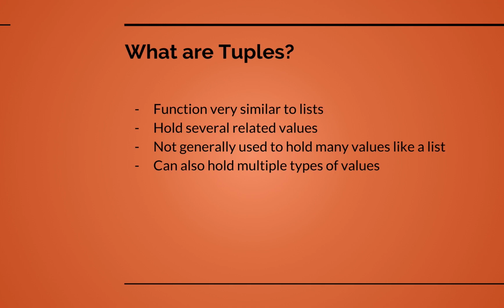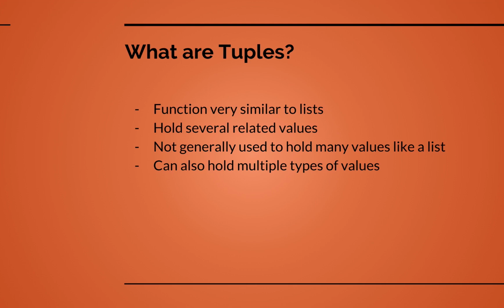Well, on the surface they function and look very, very similar to lists. Tuples provide another way to store multiple values in a single variable. Typically, these values are all related in some way. We'll be seeing in the examples that we can hold different kinds of data that all help to represent a single item. However, unlike lists, they're not generally used to hold many different values. So whereas we might have a list of prices or a list of stocks we're interested in, a tuple is more about holding multiple related values that all relate to a single item.